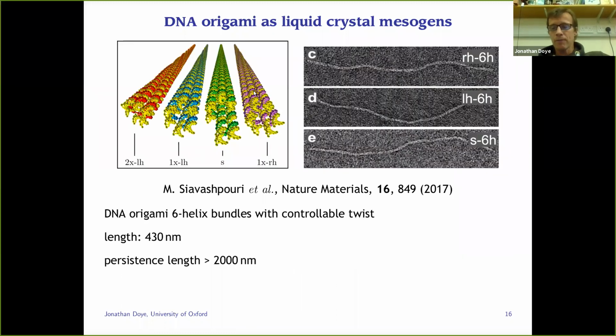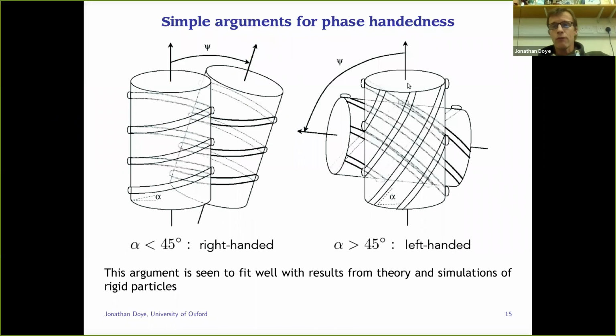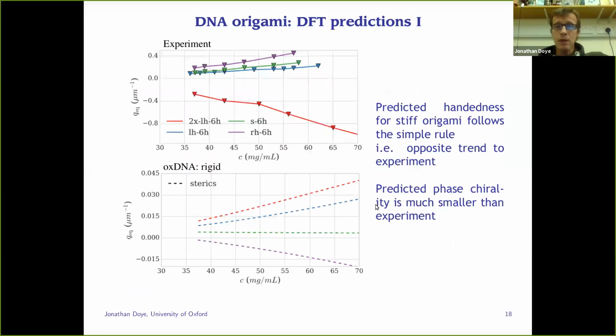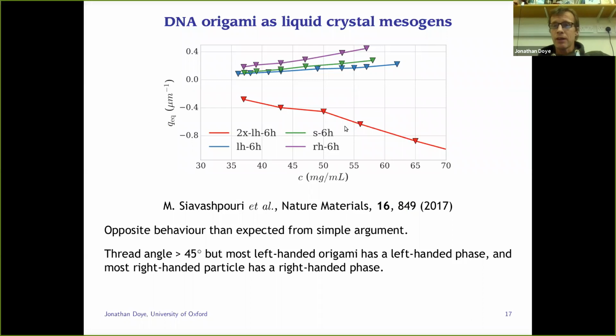This is a bit surprising in a way, because if we look at these particles, they're weakly twisted, so alpha is probably 85 degrees or something, and so we expect them to be in the regime where they want to have the opposite chirality to their screw. So a right-handed one will want to be left-handed, and a left-handed particle will want to have a right-handed phase. But what we instead find is that they basically want to be isochiral. The twist of the particle matches the twist of the phase. So that's a bit of a mystery.